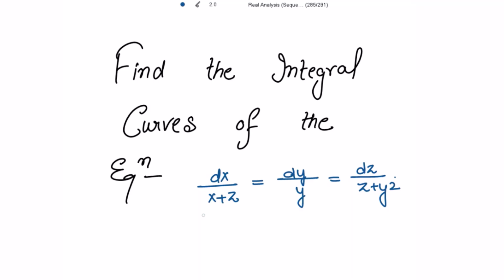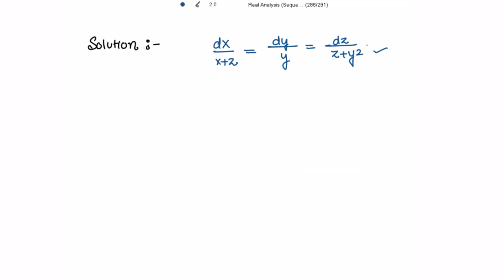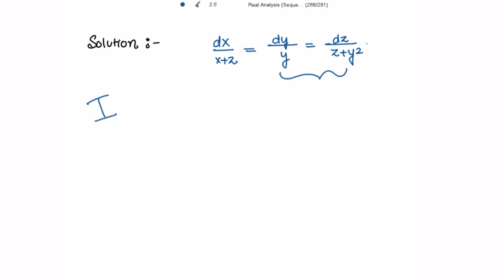The integral curves of this equation. So this is the given equation, and to get the integral curves, we can make use of these two ratios together, or these two ratios together, or these three ratios together. Whatever way makes it easier to get the solutions, right? So right now I'm going to make use of these two ratios together.